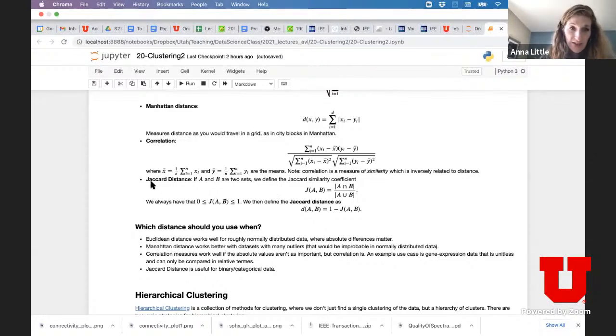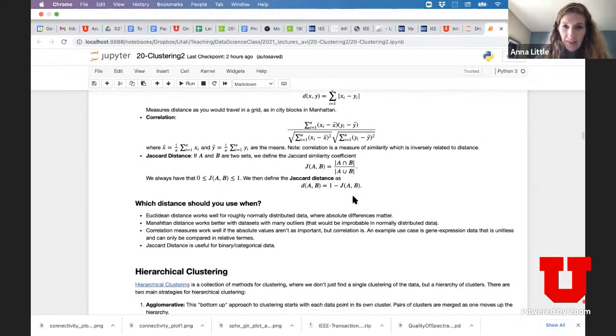Another common one is Jaccard distance, which you can compute between two sets. If you want to compute distances between sets, one way of doing it is to look at the cardinality of the intersection of the sets divided by the cardinality of the union of the sets. So that measures the overlap of the sets in terms of a percentage. Again, this is a notion of similarity, but you can turn it into a distance by doing 1 minus that.